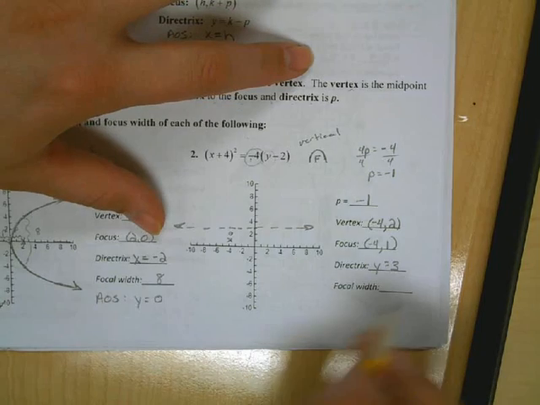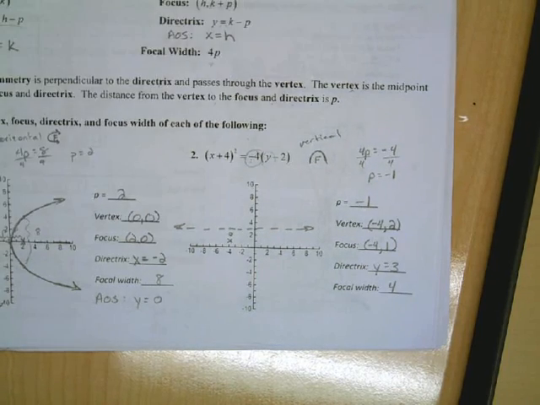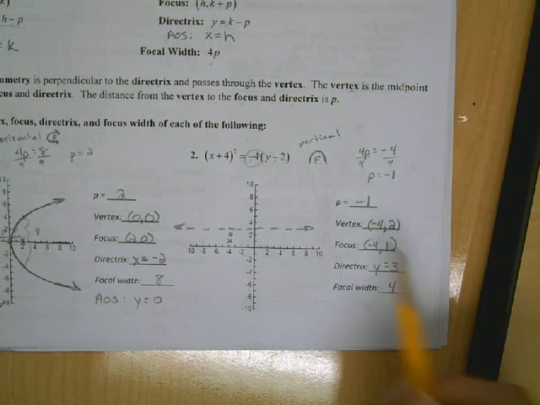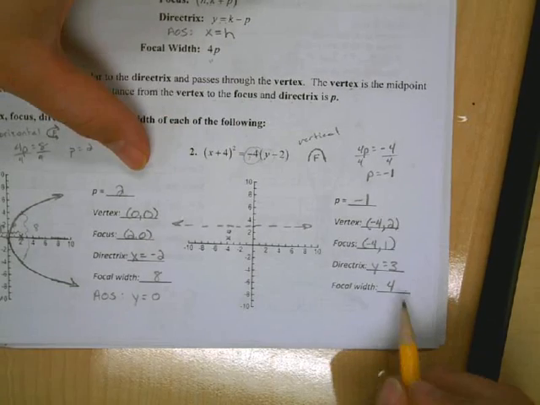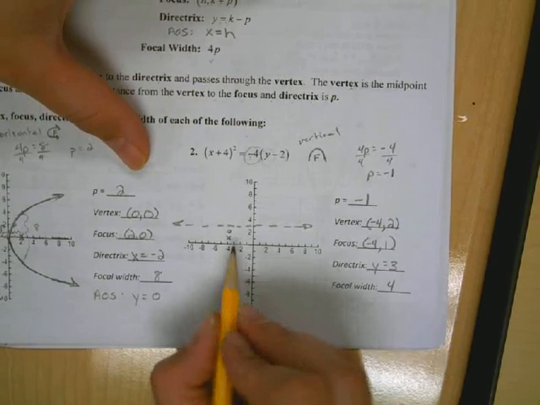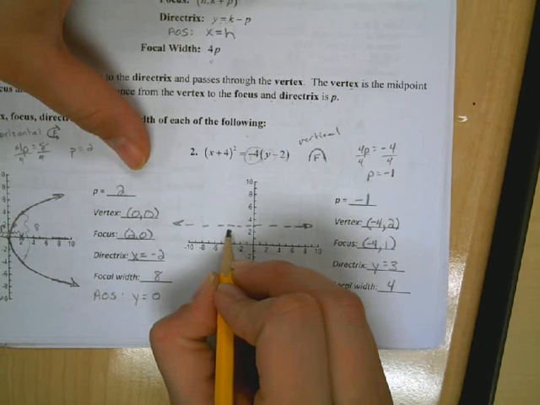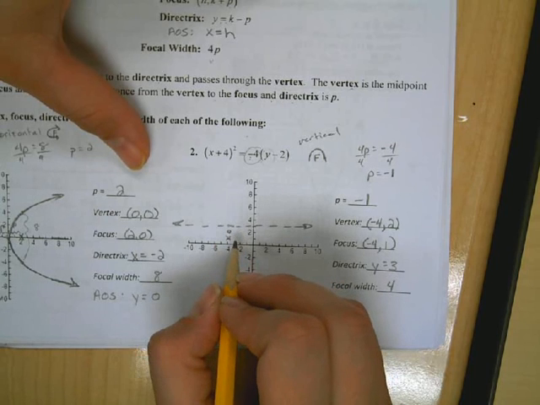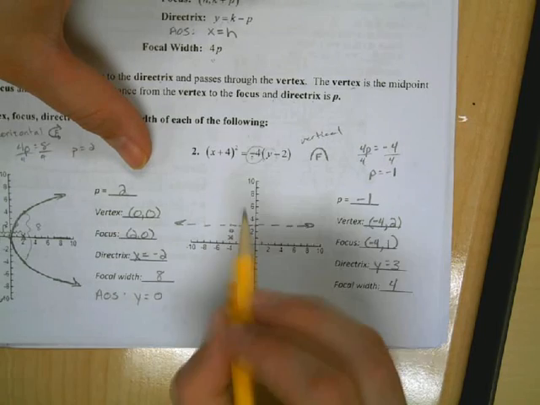Focal width is this number. Now we're going to leave the negative off, because when you talk about width, you can't have a negative width. That doesn't make any sense. So the width is just 4. What that means is if my width is 4, make sure you go from your focal point. If you go from your vertex, you're going to get a flat parabola. They might be kind of flat, but they will never be flat. They should not line up.